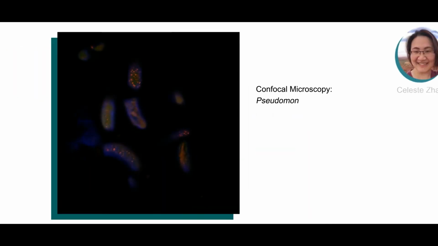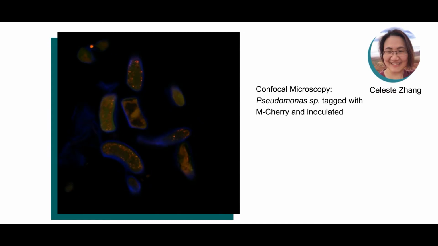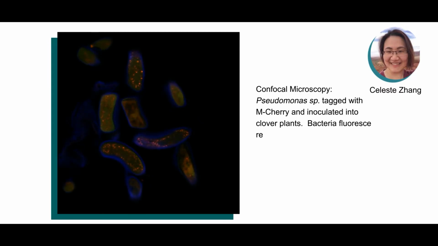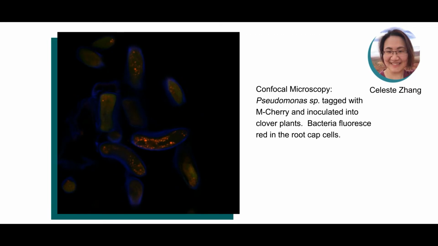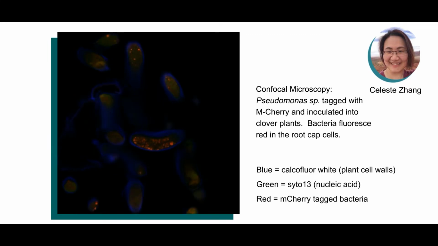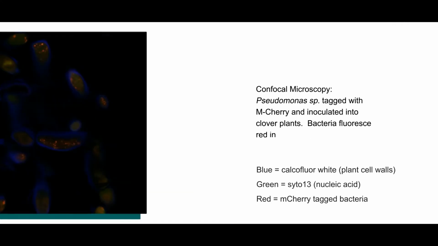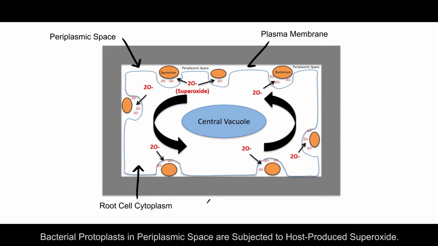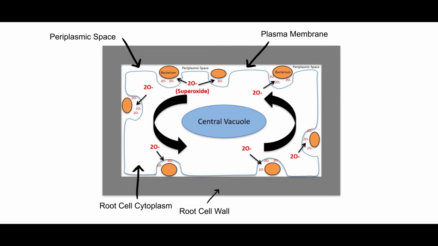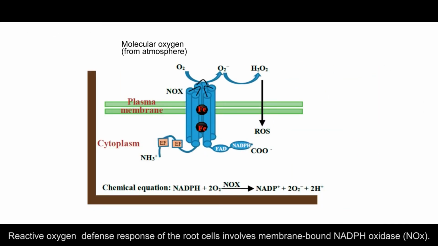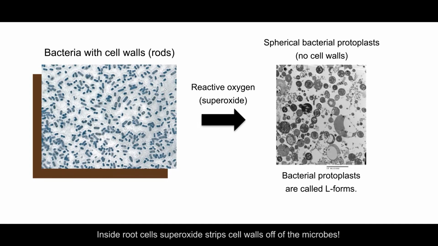Confocal microscopy. Pseudomonas sp. tagged with mCherry and inoculated into clover plants. Bacteria fluoresce red in the root cap cells. Blue equals Calcofluor white. Green equals SYTO 13. Red equals mCherry-tagged bacteria. Bacterial protoplasts in periplasmic space. Reactive oxygen defense response of the root cells involves membrane-bound NADPH oxidase. Bacterium Bacillus subtilis. Inside root cells, superoxide strips cell walls off of the microbes.